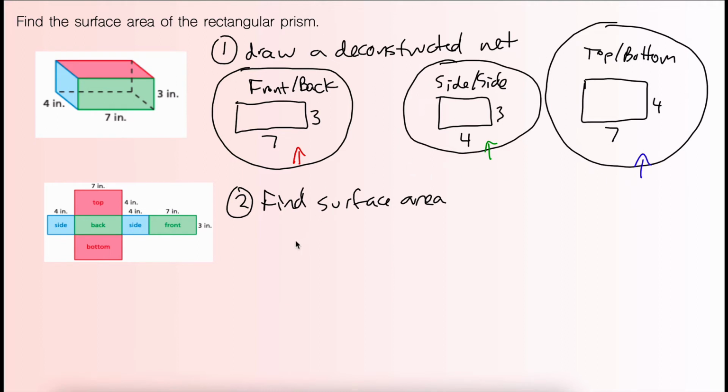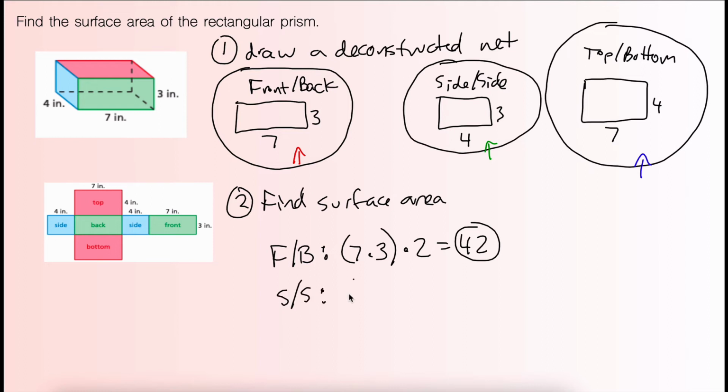Super duper easy. So the front and the back, which I'm calling F/B, front back, is 7 times 3. But that's for one rectangle. There's a front and a back, so I need to double that. 7 times 3 times 2 is 42. All right, that's 2 sides, so I'm going to call this side slash side. Is a 4 by 3 rectangle, and there are 2 sides. That would be 24.